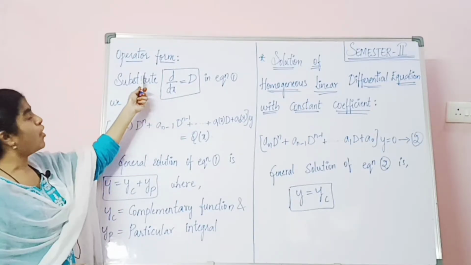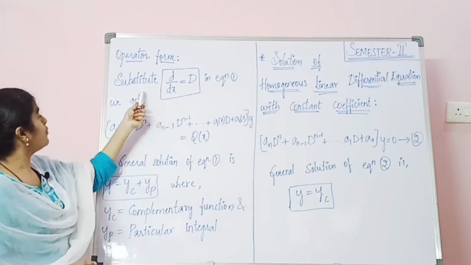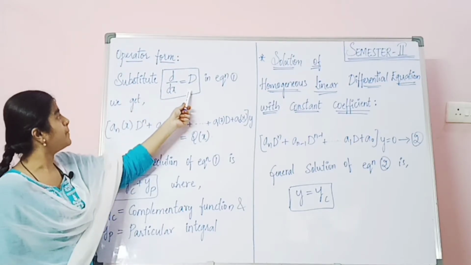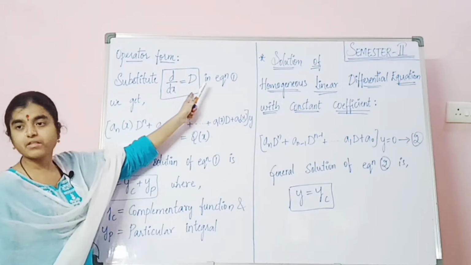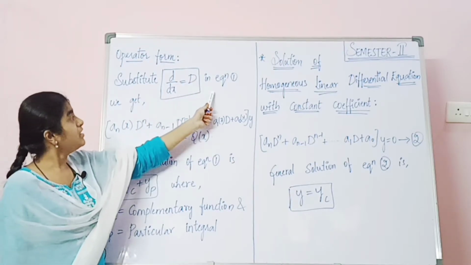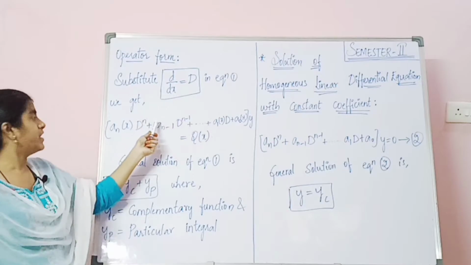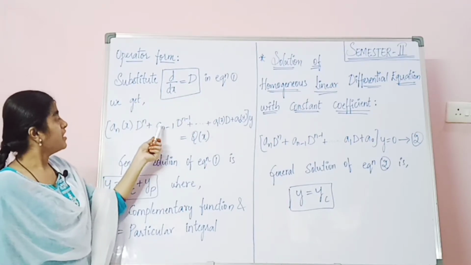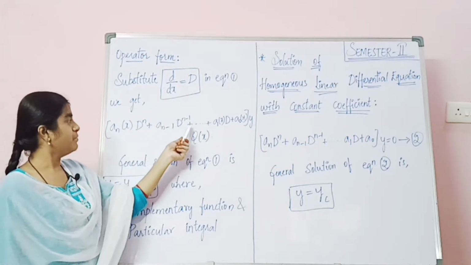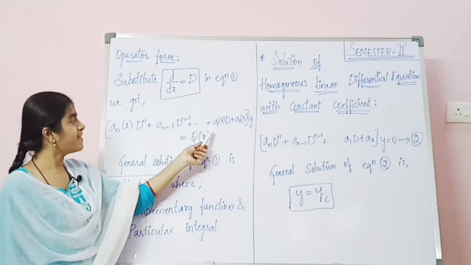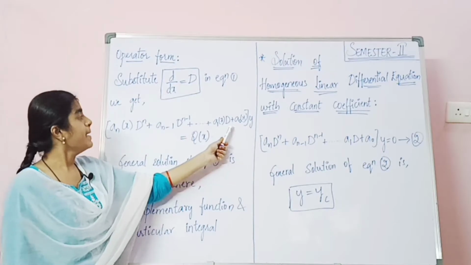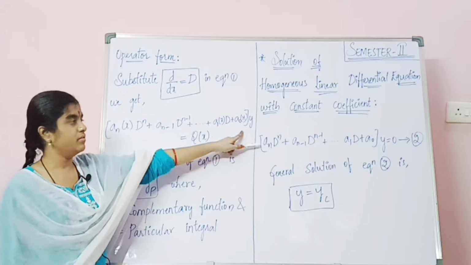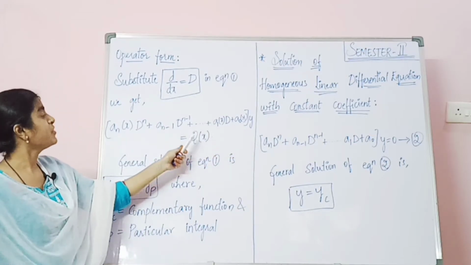Now let us discuss the operator form of this definition. Here we substitute d by dx equals capital D in equation 1. Then we get an of x into D power n plus an minus 1 into D power n minus 1 plus so on up to plus a1 of x into D plus a naught of x, taking y as common for the whole, which is equal to q of x.